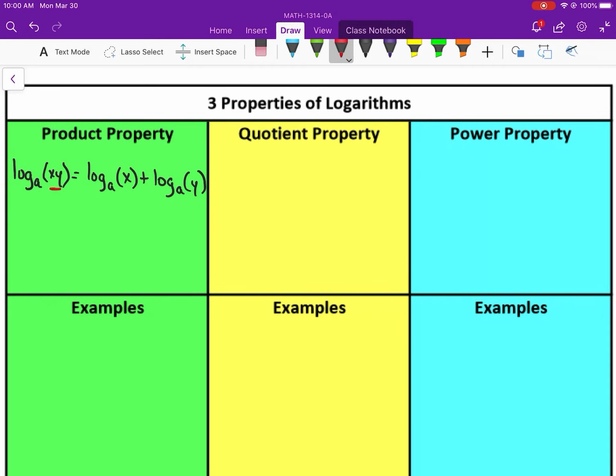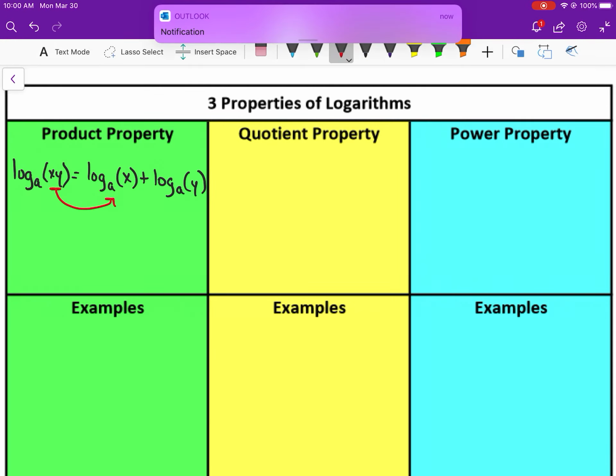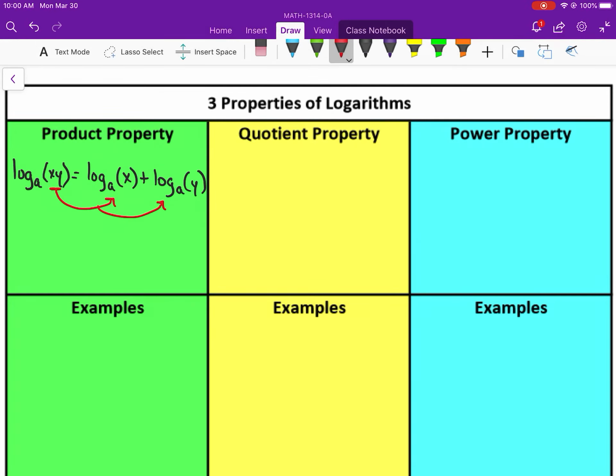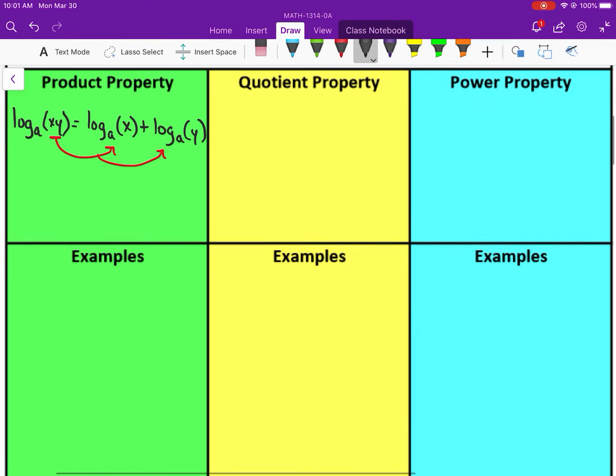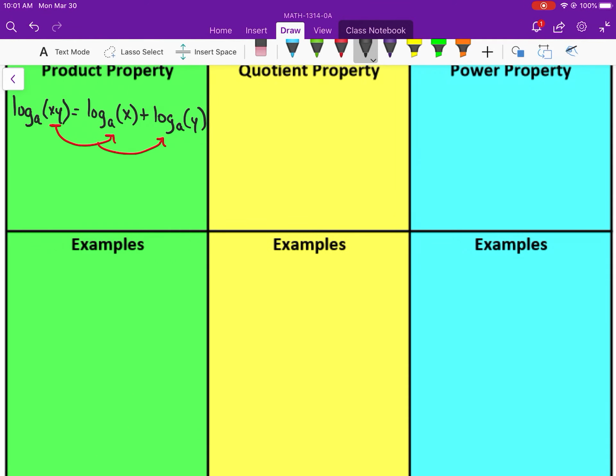Now notice, I have to write my log twice. So whenever I see multiplication, x times y, I can split it into 2 here. And vice versa. We're going to see that here in a minute, that if we see addition of 2 logs, we can turn them into a multiplication problem as well. All right, let's look at a couple of examples before we go on to our second property.